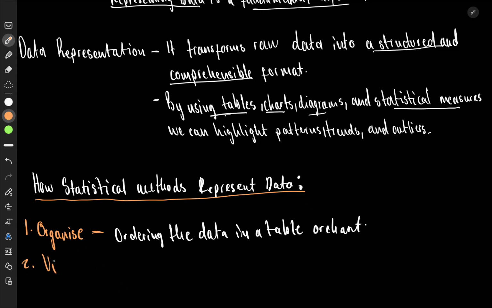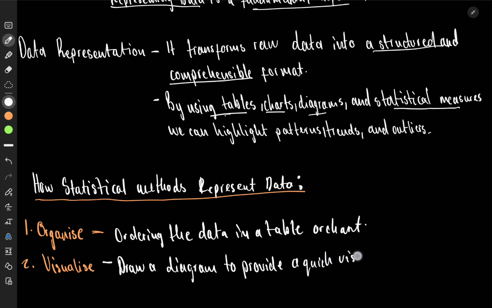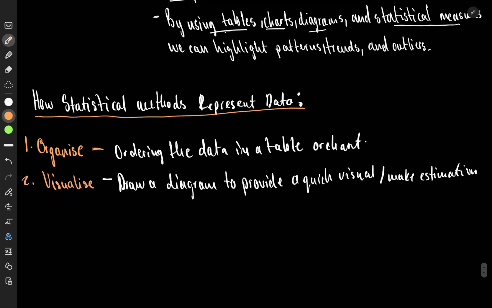The second thing is to visualize the data. Okay. Visualize. And to visualize is basically to draw a diagram. So you're going to be drawing a diagram so that you can provide a summary, right? Is to draw a diagram to provide a quick visual, okay, or make estimation. Make an estimation, right?